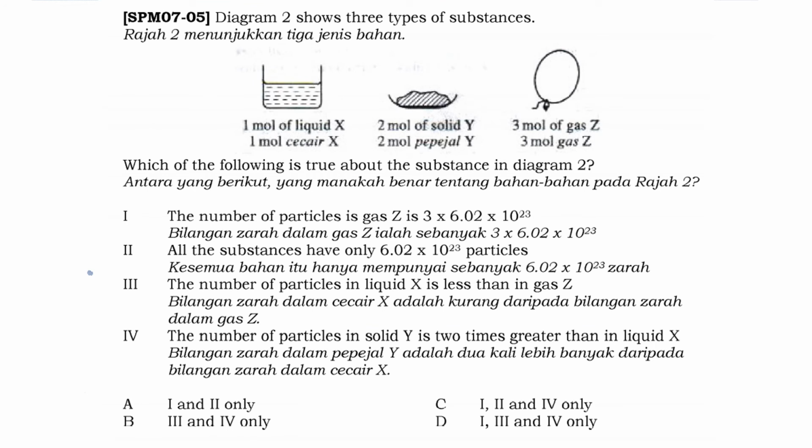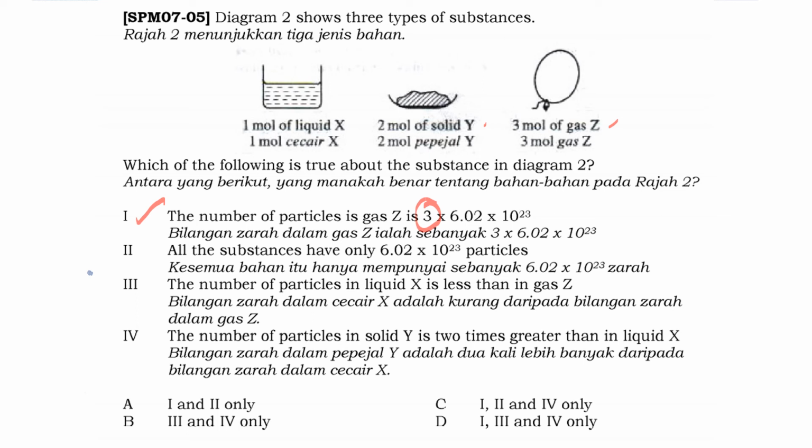Okay, diagram 2 shows 3 types of substance. When you get a question with a diagram, you have to study the diagram thoroughly. 1 mole of liquid X, 2 mole solid Y, 3 mole gas Z. Which of the following is true about the substances in diagram 2? 1, the number of particles in gas Z is 3 times 6.02 times 10 to the power of 23. This statement is correct because it is 3 moles, so you have to times 3.